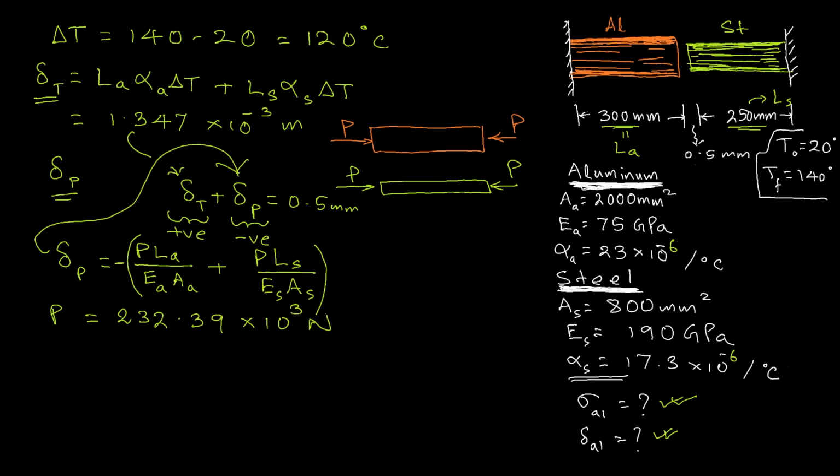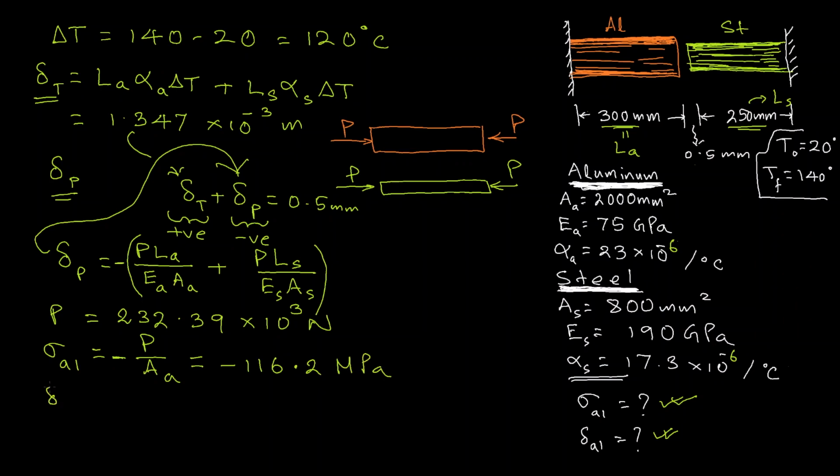So that means we now know the force of interaction between them. We can now apply it to find sigma aluminum, which is equal to this force P over area of aluminum, and it will be a compressive stress, so we can put a negative sign here. That will be equal to minus 116.2 megapascal.